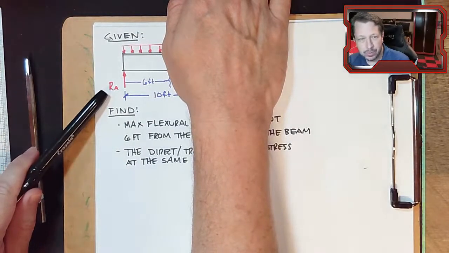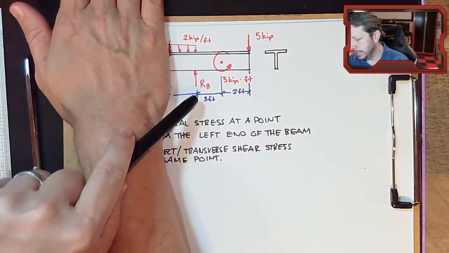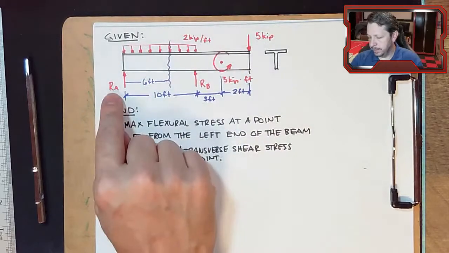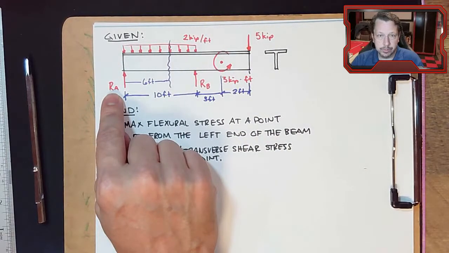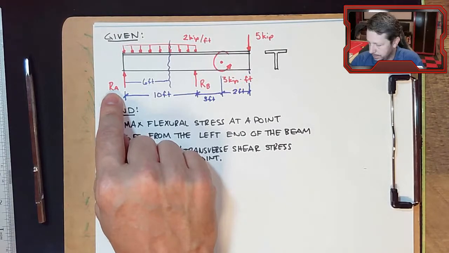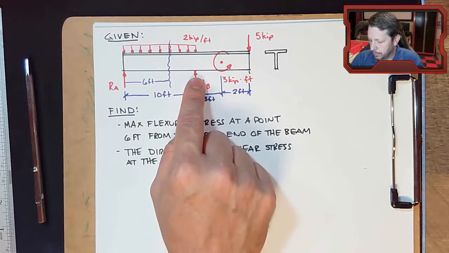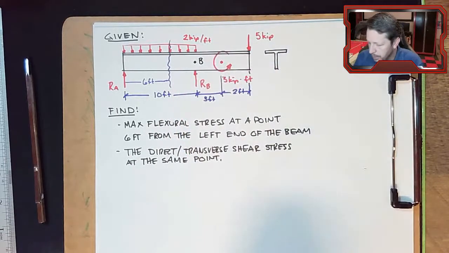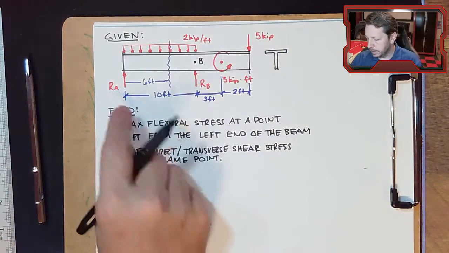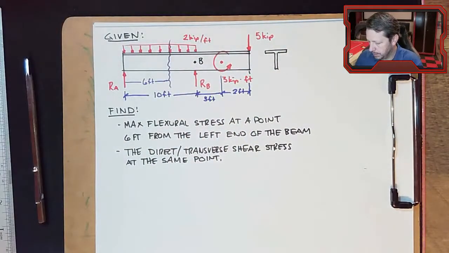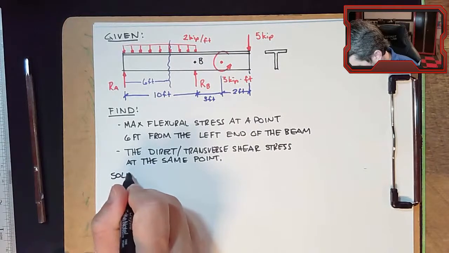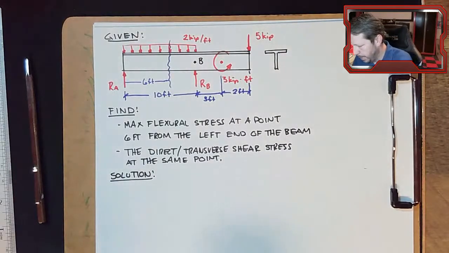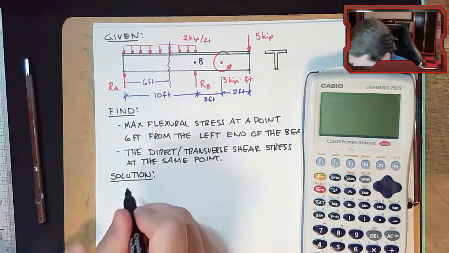It does mean that I need to know what RA is. On this one, I need to know what RB is. So either way, I've got to figure out one of these reactions. So I'm going to take this one, and that means I need to solve for the reaction at A. The easiest way to do that is to take this free body and solve for summation of moments about B. There's point B, and that'll give me a value for RA, and then I can work with just the side I'm interested in. So let's start our solution by doing summation of moments about B equals 0.